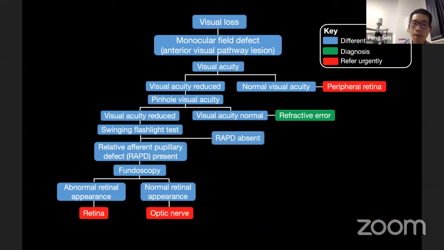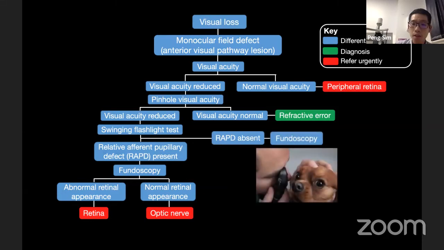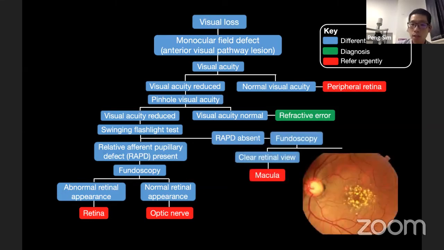So if there is no RAPD, then again, you should try to look at the fundus. If you get a good view of the retina, but there is an obvious problem in the macula, then you can be certain that the issue is from the macula here.